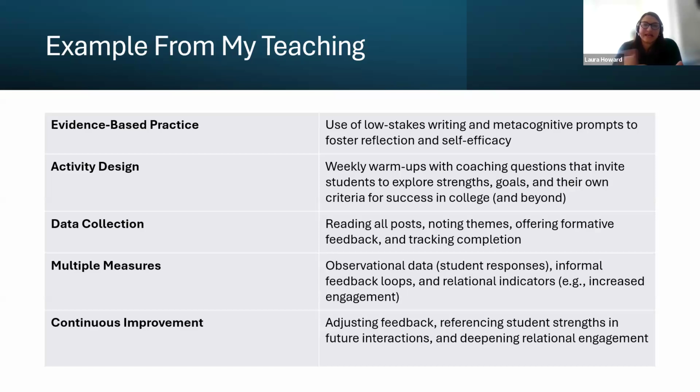And then the best part is that I was able to create this informal feedback loop where I was able to reference things that they had written about their view of success, their criteria for success, their strengths, their goals. I was able to reference that in my feedback and my work with them later in the class. And I just noticed such a better experience for myself, for my students. I really started to feel joy in my teaching again through that activity. And so I just wanted to share that with you.